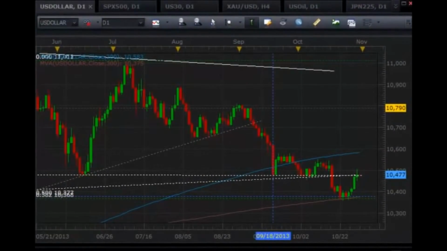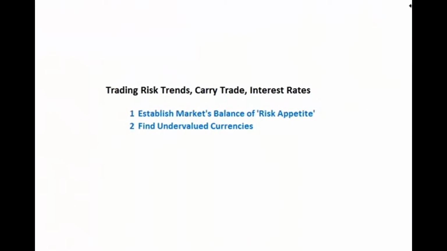We have to take this in a certain perspective, however. We have to look at this from the more rudimentary, fundamental perspective. First, what are we doing? We are looking at risk trends. We are looking at carry trade. We are looking at interest rates and interest rate expectations to establish if a currency and currency pair is under or overvalued, and whether it will continue in its given bearing.